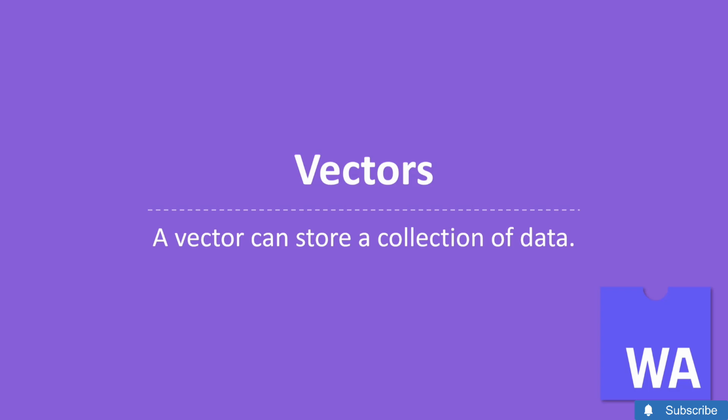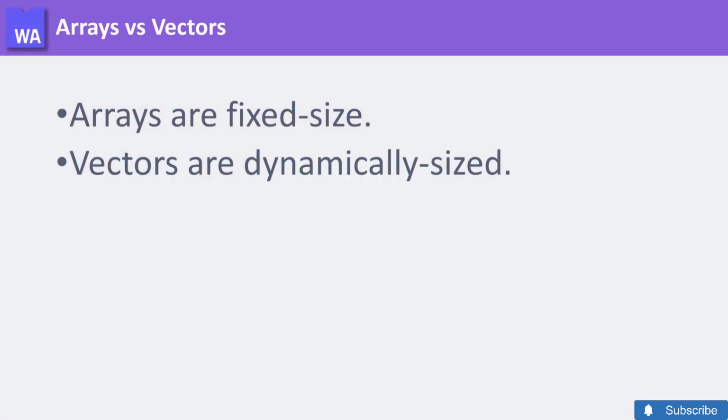Why is there an alternative type? Arrays have a fixed size. If the size of an array is 5, we can't store 4 or 6 values. The size must exactly be 5, whereas vectors are dynamically sized. They're much more flexible than arrays.